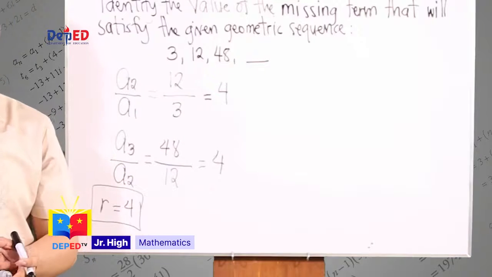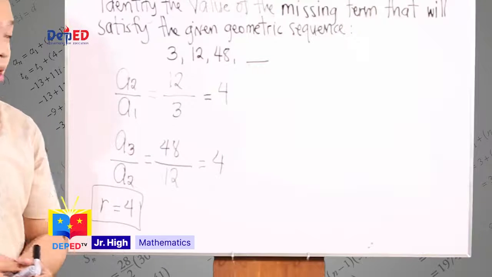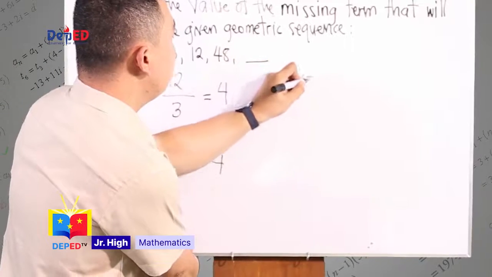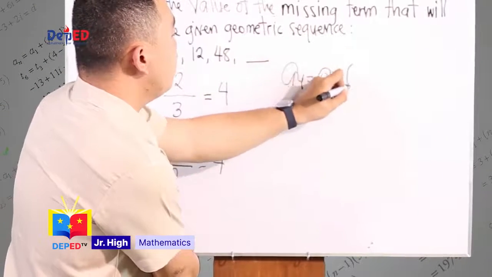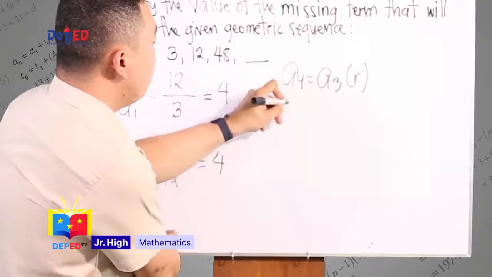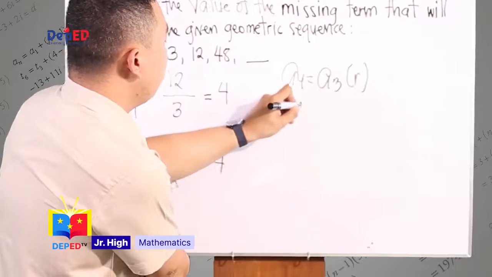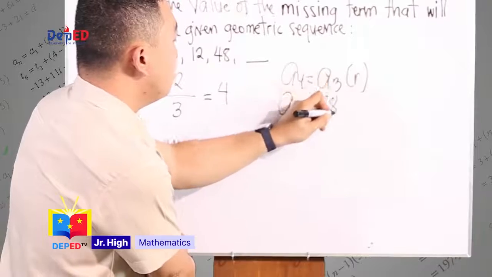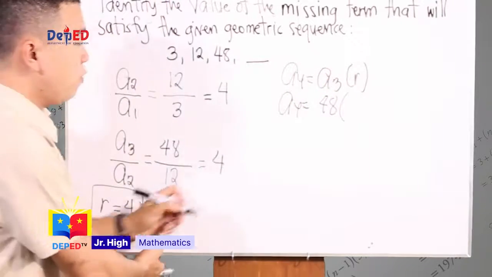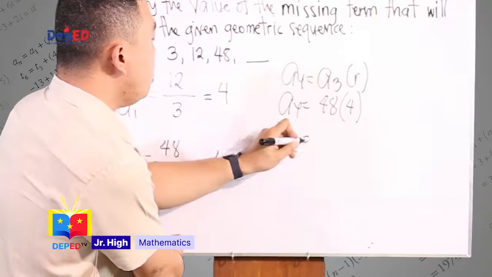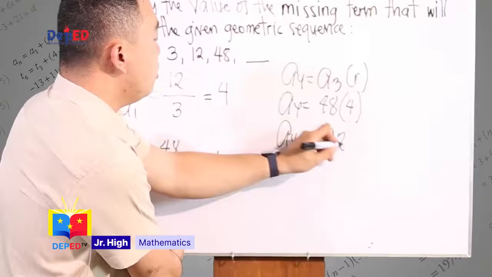Now, using the common ratio 4, we will get the next term by multiplying the third term, which is 48, times the common ratio. Our a sub 4 now is equal to a sub 3, which is 48, times the common ratio, which is 4. Our a sub 4 is equal to 192.